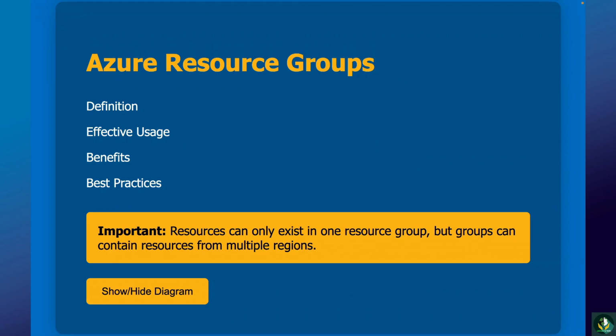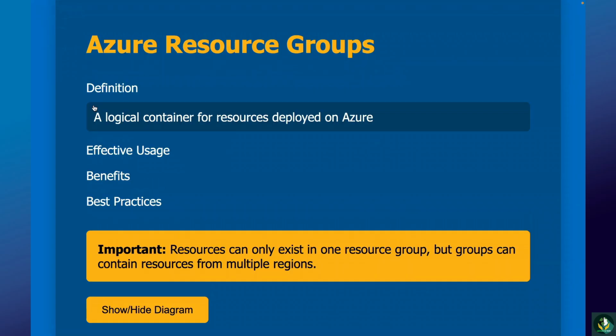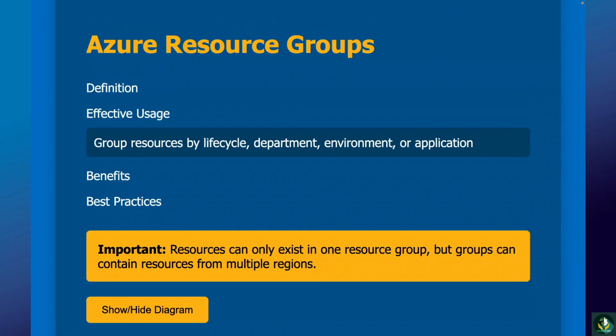So as you remember, they serve as logical containers for resources deployed on Azure, allowing for more organized and efficient management of cloud assets. A resource group holds related resources from an Azure solution. It includes all the resources for a solution or only those resources that you want to manage as a group. You decide how you want to allocate resources to resource groups based on what makes the most sense for your organization. And when talking about effective usage of resource groups, consider the following strategies.